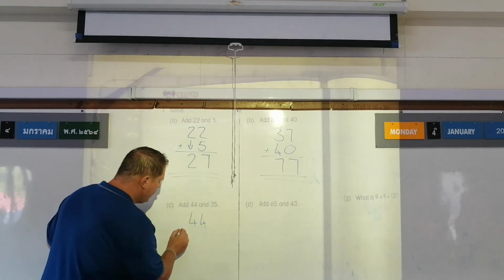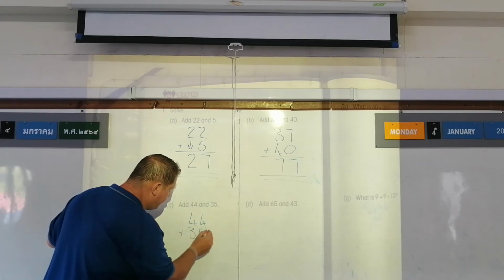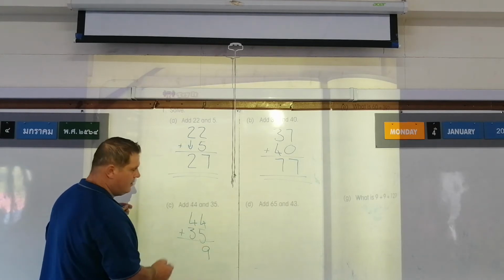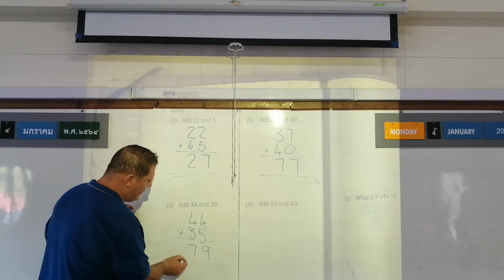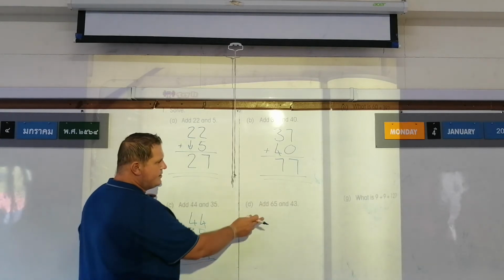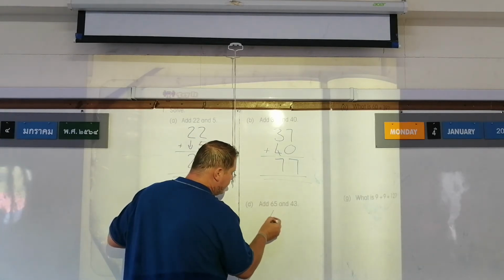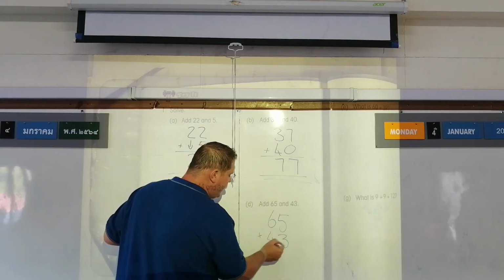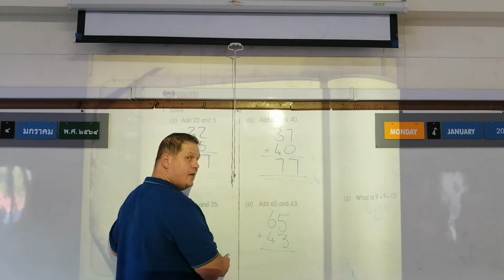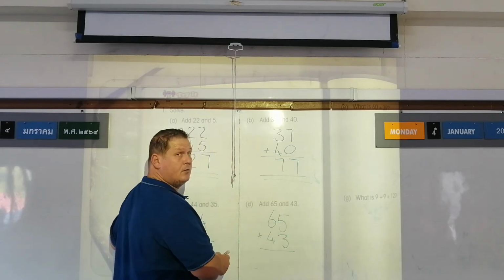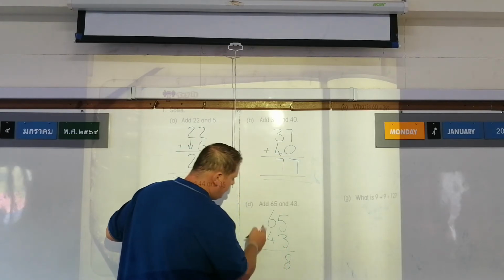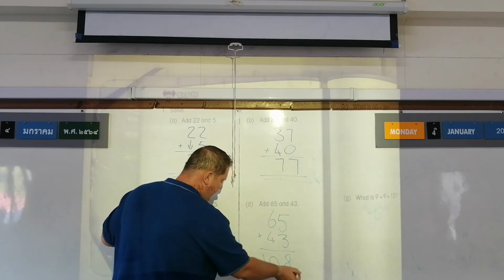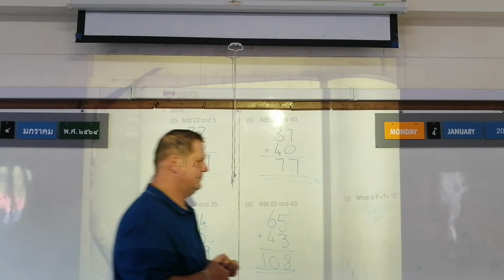44 plus 35, 4 plus 5, 9, 4 plus 3, 7. Okay, let's do this one also. 65 plus 43, 5 plus 3, how much? Yeah, 8. 6 plus 4, 10. All right, guys, well done.